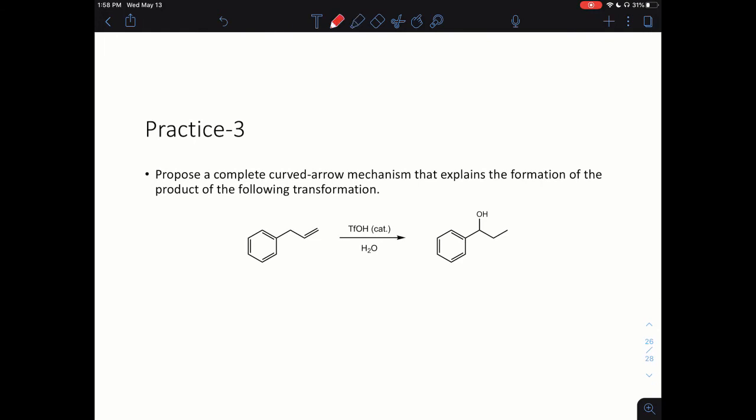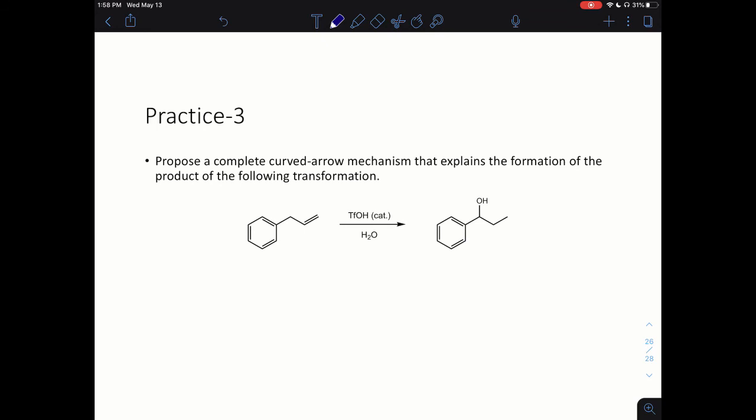Last one. We're going to write this one out together. Propose a complete curved arrow mechanism that explains the formation of this transformation. Please pause if you'd like, and I highly recommend it. So if we analyze what's going on here, we can see from the outset that a bond was made between carbon 1 and hydrogen, which is not surprising. We expect that to happen, and we would protonate in the first step and generate the more stable carbocation. What is weird is that this carbon-oxygen bond was formed at carbon 3 and not at carbon 2. And that tells me that this carbocation was involved. So we're going to keep that in mind while we continue with the mechanism.